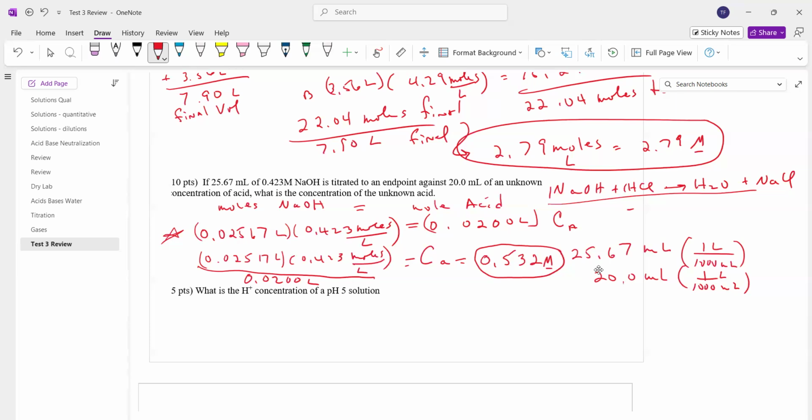Okay, I'm getting a different number than you're getting. You got 0.0200. I'm getting 0.108, which will obviously change my answer. No, it's 20 milliliters of unknown acid. That's 0.0200 liters. Right, I'm getting a different number for that.